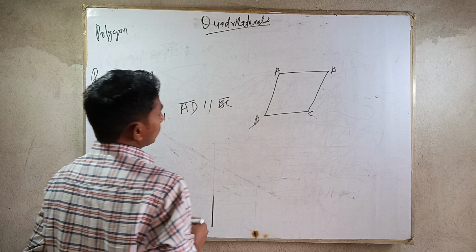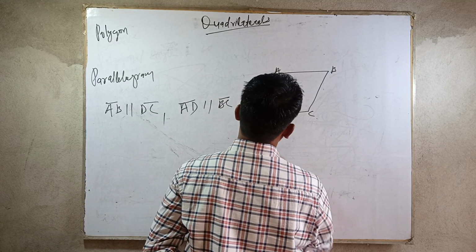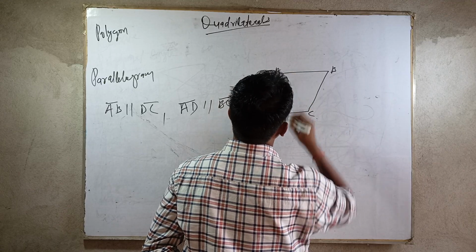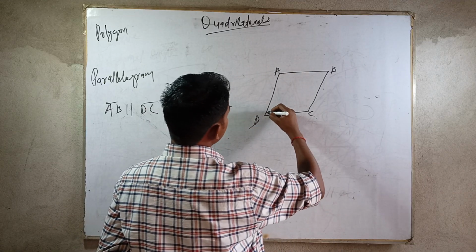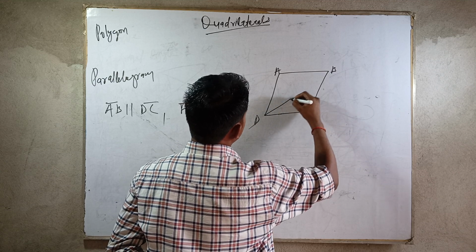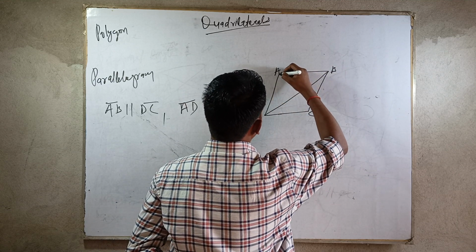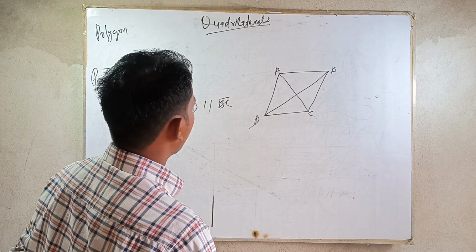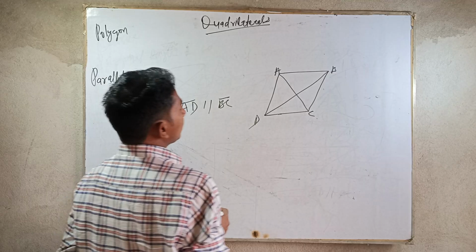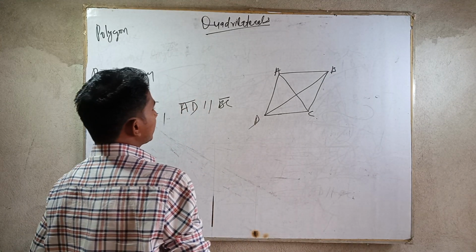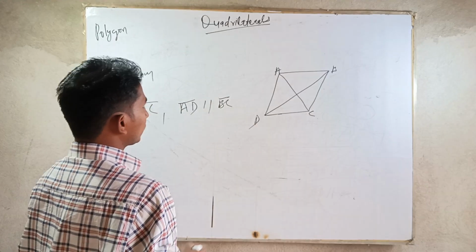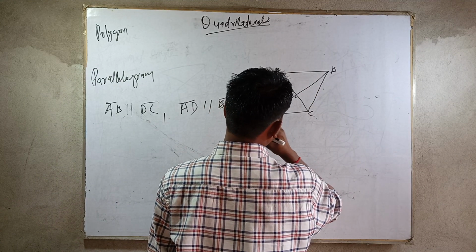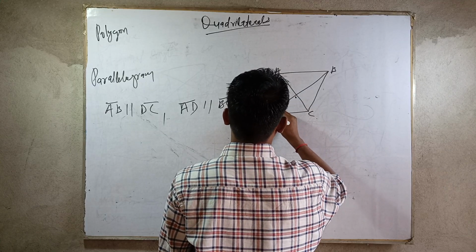If I talk about its diagonals, its length is not equal. The diagonals divide both of them, and they bisect each other. The diagonal divides AO.